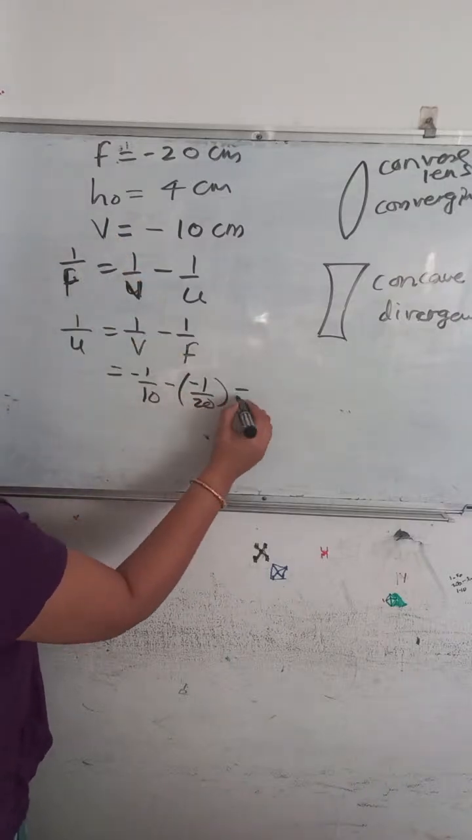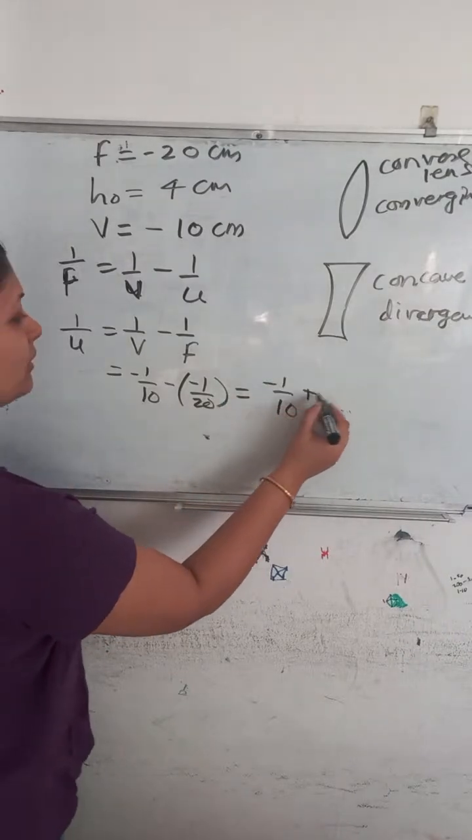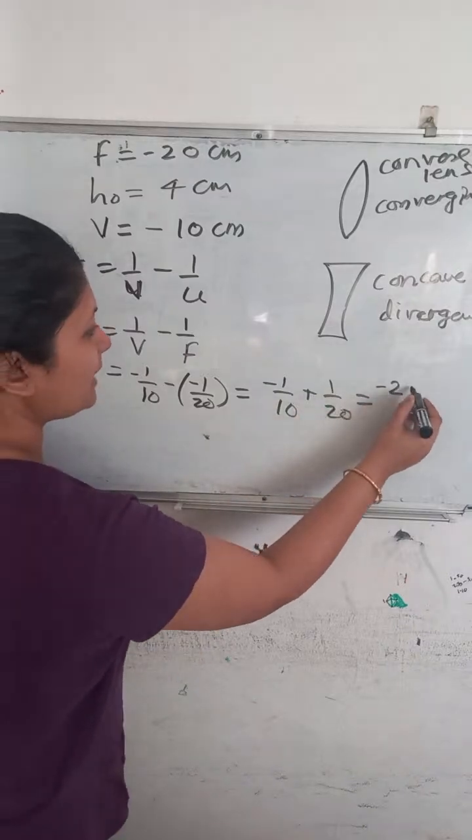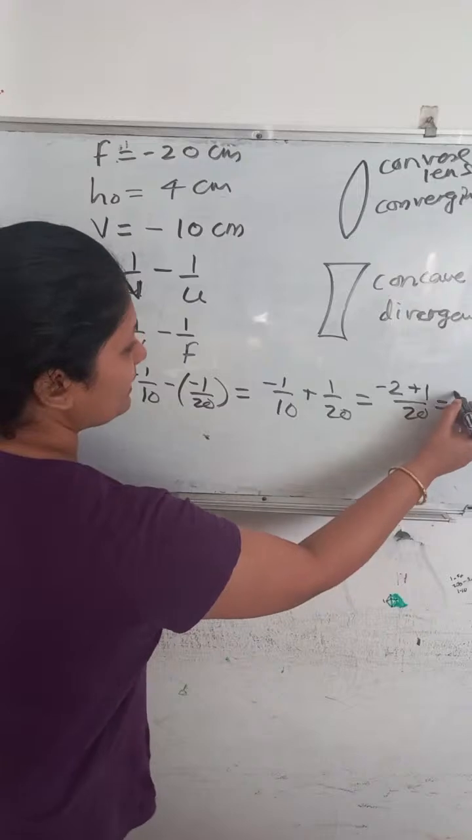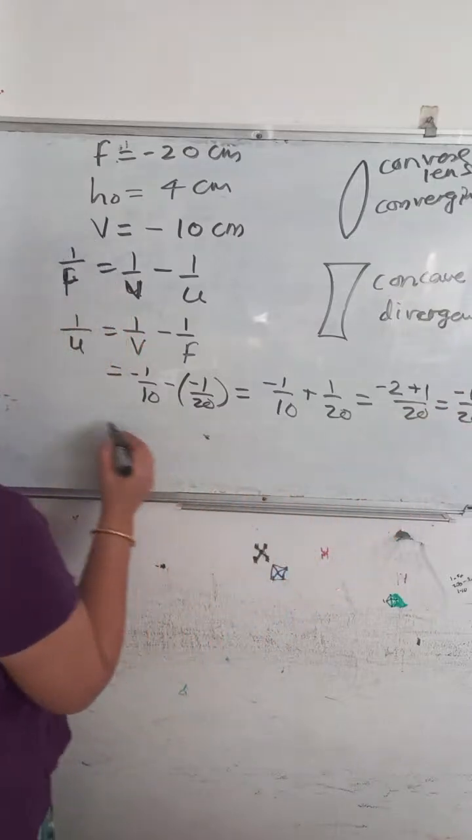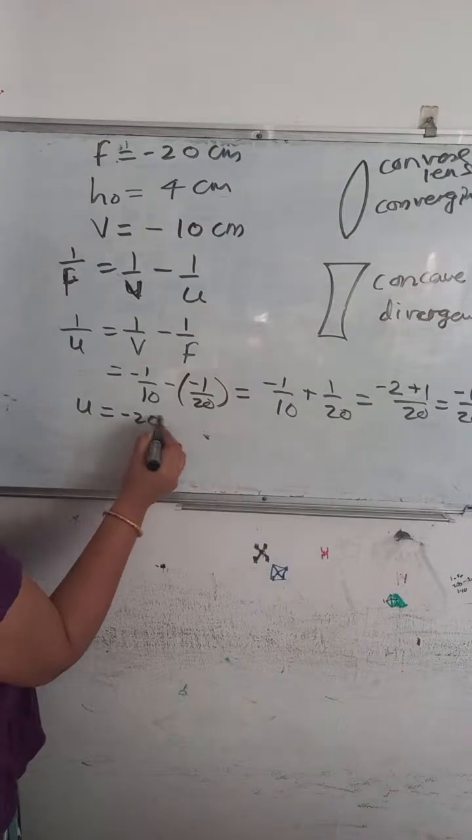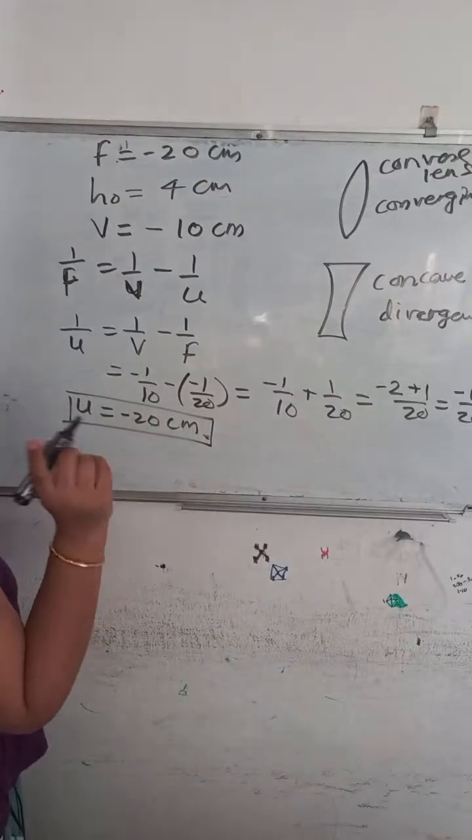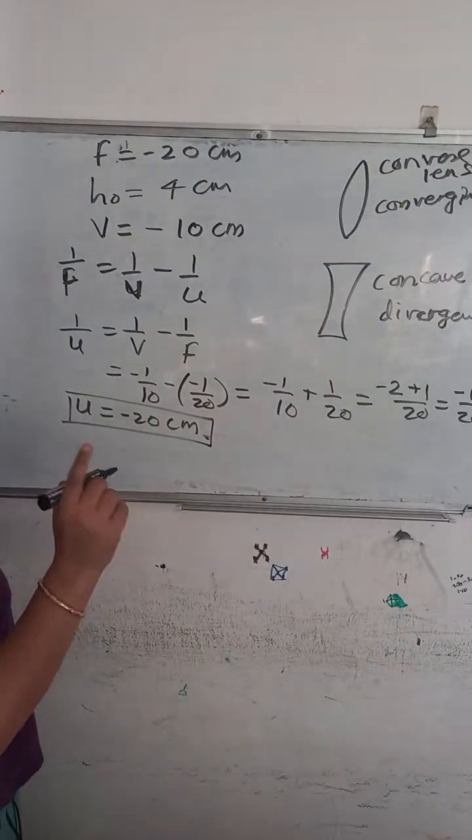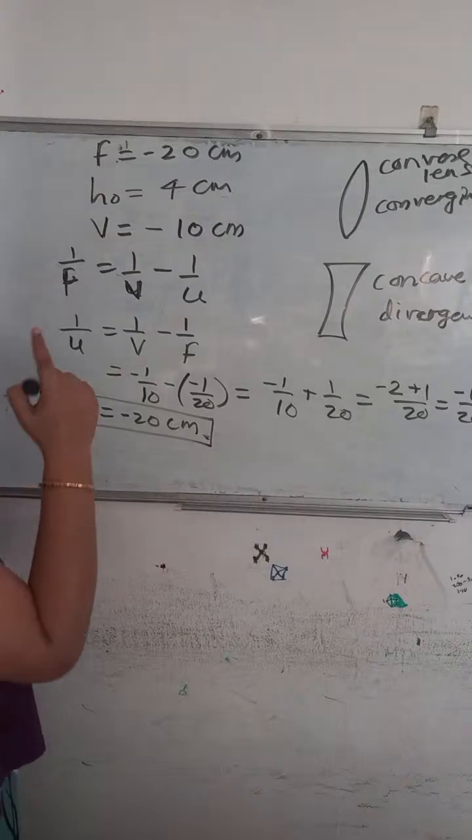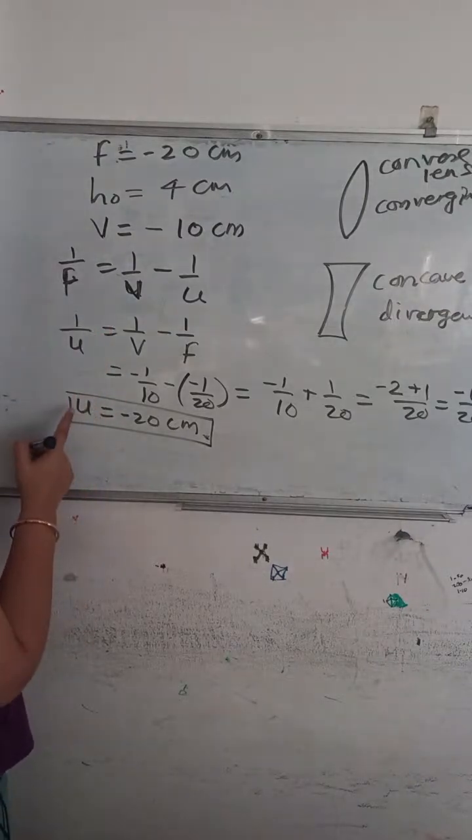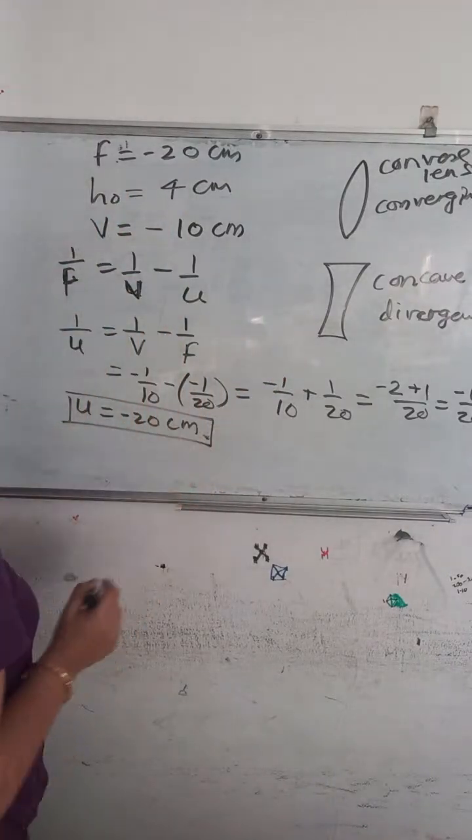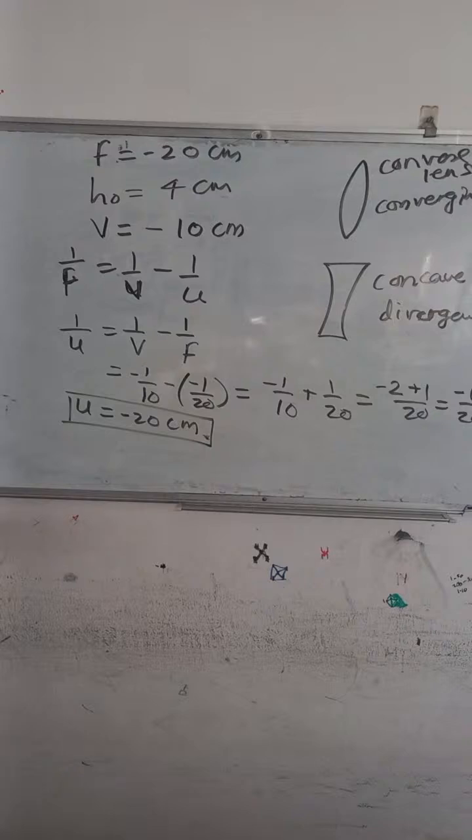So v is given as minus 1 by 10 and focal length is also minus 1 by 20. Minus minus will become plus: minus 1 by 10 plus 1 by 20. If you take the LCM here, this will become minus 2 plus 1 by 20, which is minus 1 by 20. So here you will get u as minus 20 centimeter. For concave, I told you in the last session, those who were not there can check the link afterwards. In case of concave, focal length is always negative, v is negative, and u we are getting negative here.